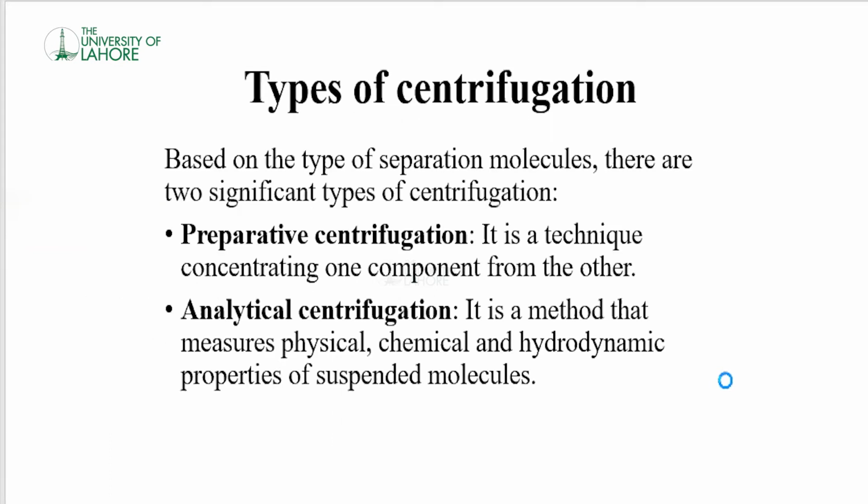Types of centrifugation. Based on the type of separation of molecules, there are 2 significant types of centrifugation: preparative centrifugation and analytical centrifugation. Their names show what they are. Preparative centrifugation is a technique for concentrating one component from the other, meaning it is only a separation technique. But analytical centrifugation is like something to analyze. It is a method to measure the physical, chemical, and hydrodynamic properties of the suspended molecules.